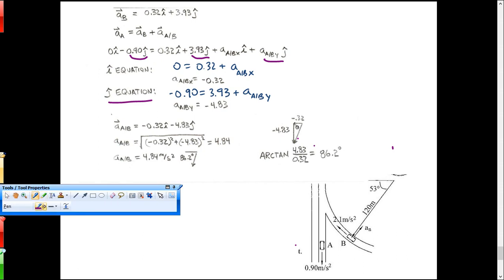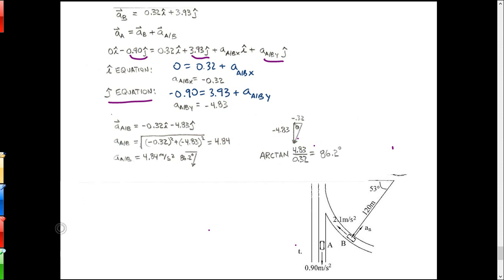You can treat acceleration as a vector, just like you do velocity. So we can get the acceleration of A with respect to B in X and the acceleration of A with respect to B in Y. Square root of the sum of the squares will get us the magnitude. It's 4.84. Do an arctan there, and you'll get the angle, 86.2 down and to the left. Okay. So that's the basics of the relative motion there.